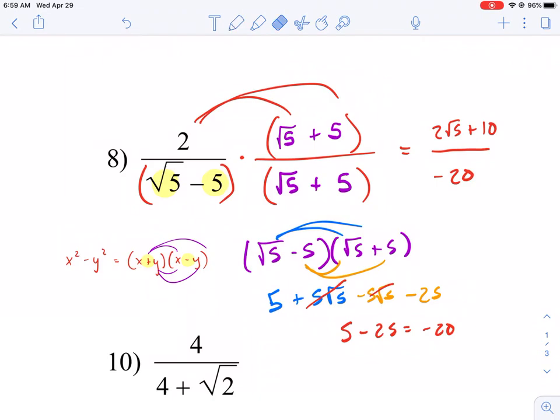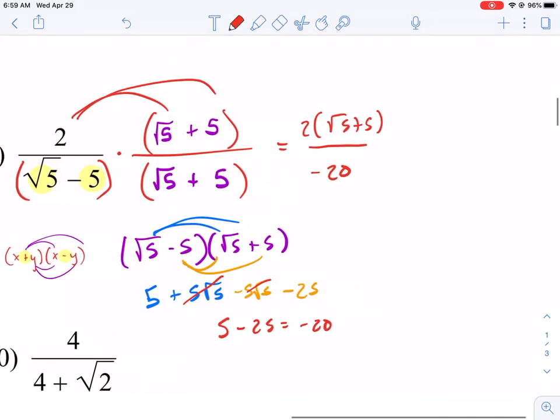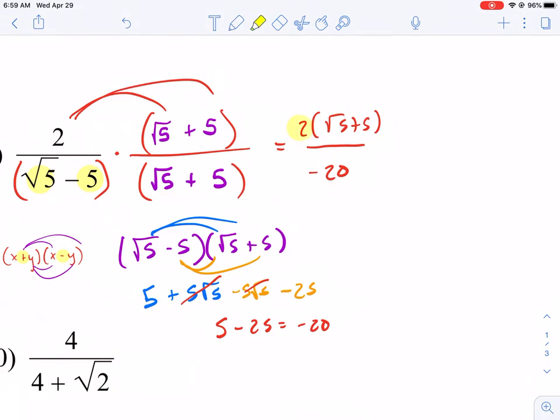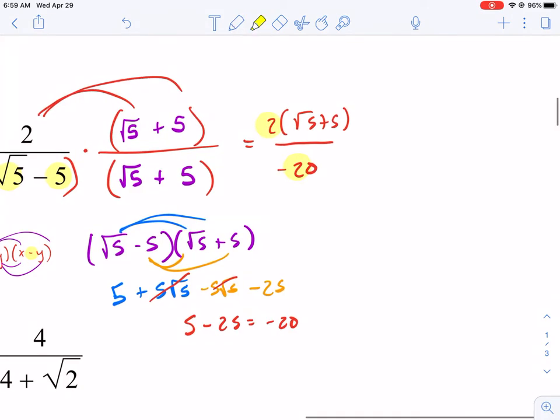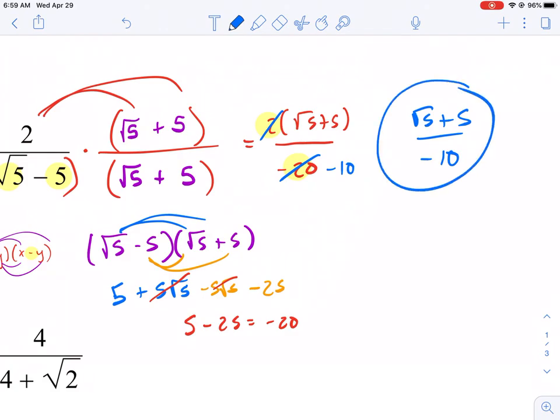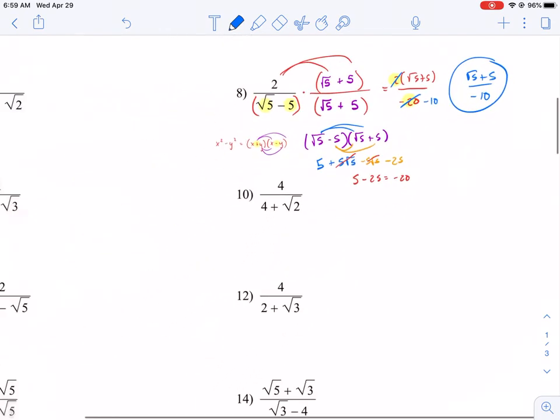Actually, in this case, I'm going to show you why. I'm going to leave it as 2 times the quantity radical 5 plus 5. I would recommend not distributing until you check to see if you can cancel. So in this case, you can cancel. We cancel the 2 with the negative 20, and then we're left with negative 10 in the bottom. So we have radical 5 plus 5 over negative 10, final answer. And that's a simplified form.